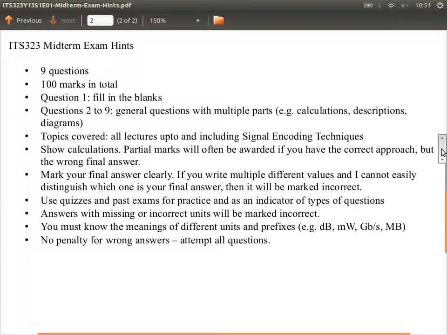In some cases, if you have a long answer, some people make a mistake, remove some and start writing again. If it becomes messy on the page, then clearly mark your final answer. If you start writing in three different columns on the one page, then sometimes it's hard for me to know which one's your final answer. Most times it's obvious.